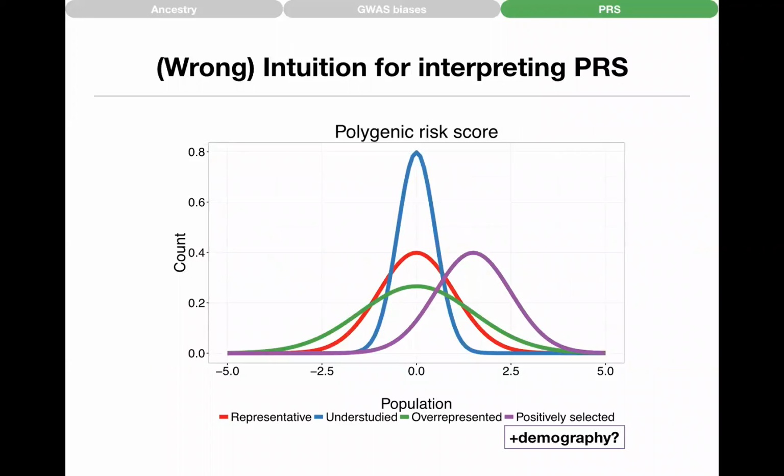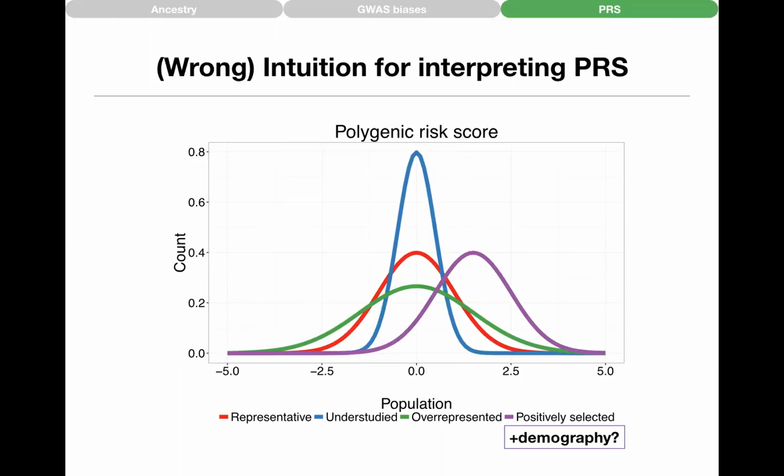So I just want to lay out some intuition for how we thought about this when we very first started and were trying to get a grasp on this, which we later learned was not right. If you had a representative population that's been reasonably well studied in a genome-wide association study, and you tried to construct a polygenic risk score, what we thought we would expect was this red line with a representative, normal curve of polygenic risk. If you had an understudied population, you might expect that you're explaining less of the variation in that particular population, and that your variance in polygenic risk is shrunk, reflected by this blue curve.